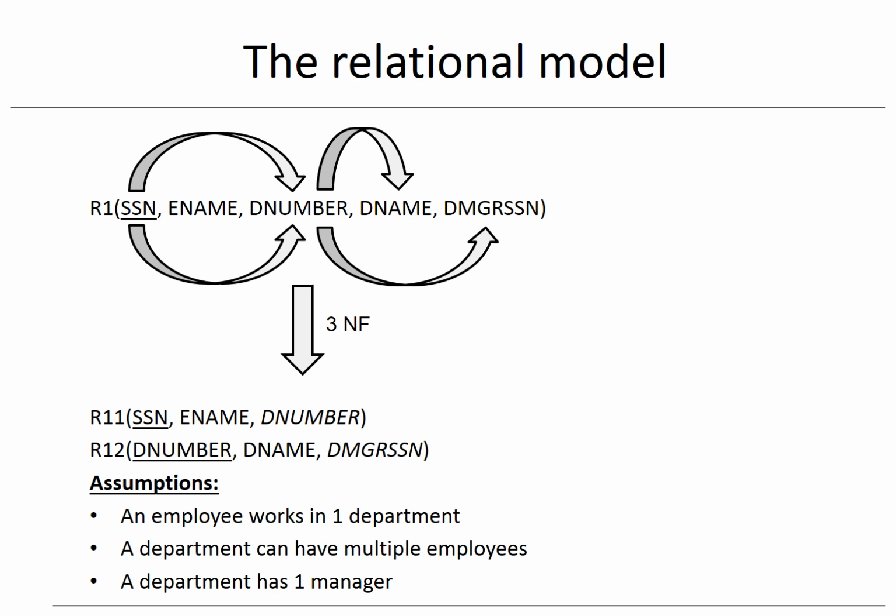To bring it in third normal form, we remove the attribute types d-name and d-manager social security number and put them in a new relation R12 together with d-number as its primary key. The relation R11 can be called employee, and the relation R12 can be referred to as department.